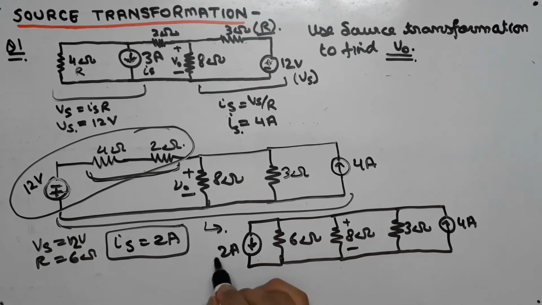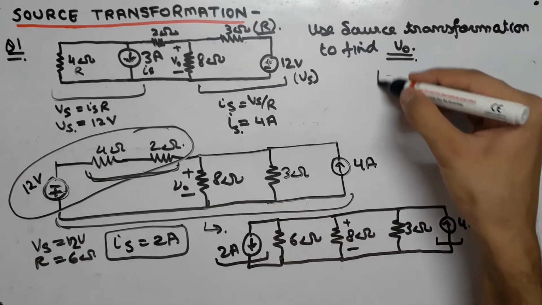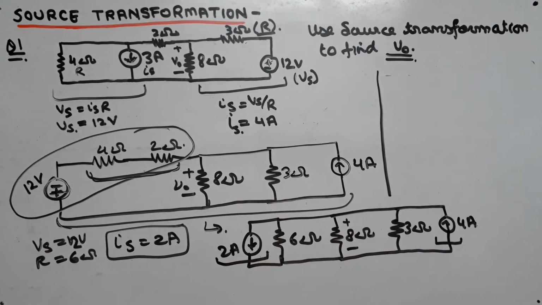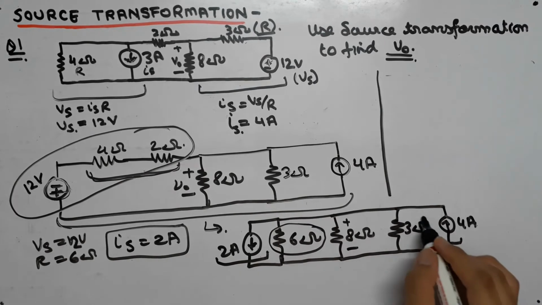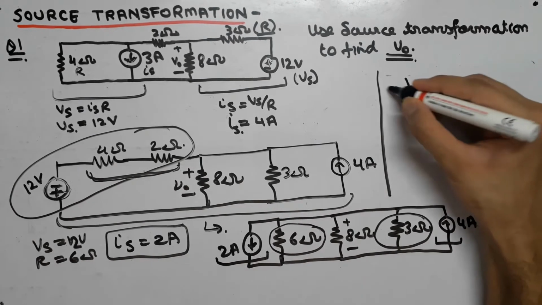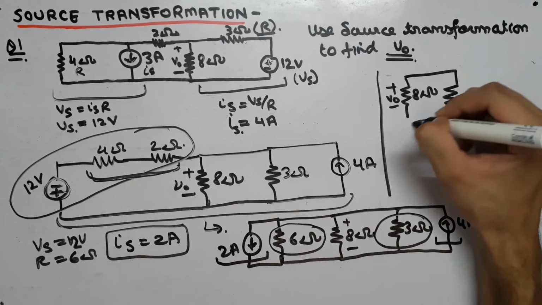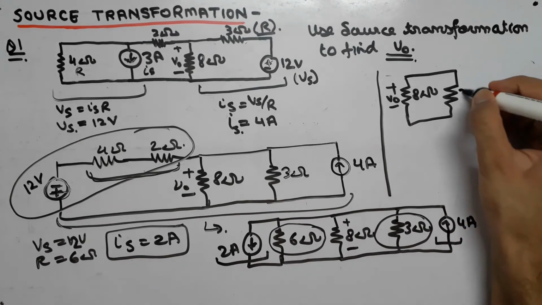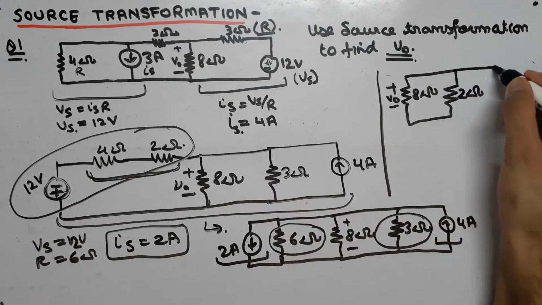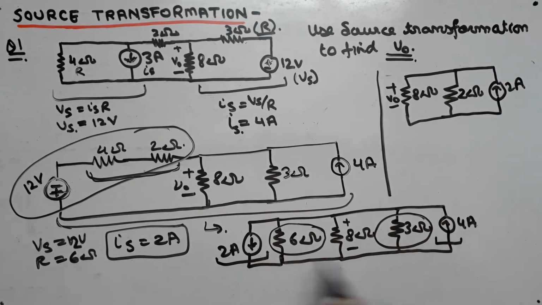Now we can see that the 2 ampere current is flowing downwards and a 4 ampere current is flowing upwards. So we will cancel them out and the equivalent current will be 2 ampere, which will flow in the direction of the 4 ampere current. And simultaneously we will solve the 6 ohm resistor with the 3 ohm resistor in parallel. So the equivalent circuit will come out to be with the 8 ohm resistor over here in parallel to the equivalent of 6 and 3 ohm resistor, that will come out to be 2 ohm, and the equivalent current 2 ampere, which we got by comparing these two currents.